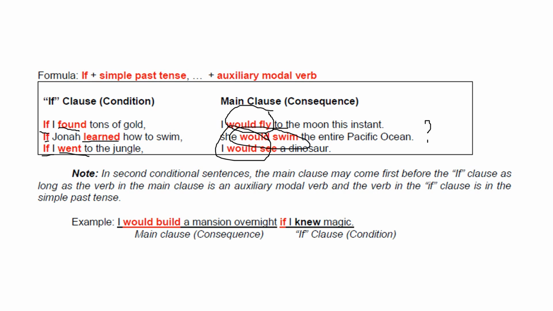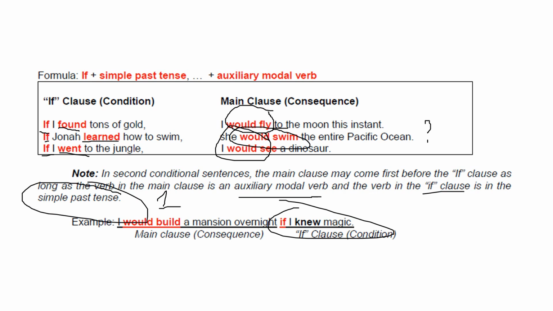in second conditional sentences, the main clause may come first, before the if clause. So this will be the first one. As long as the verb in the main clause is an auxiliary modal verb, and the verb in the if clause is in simple past tense, just like this.